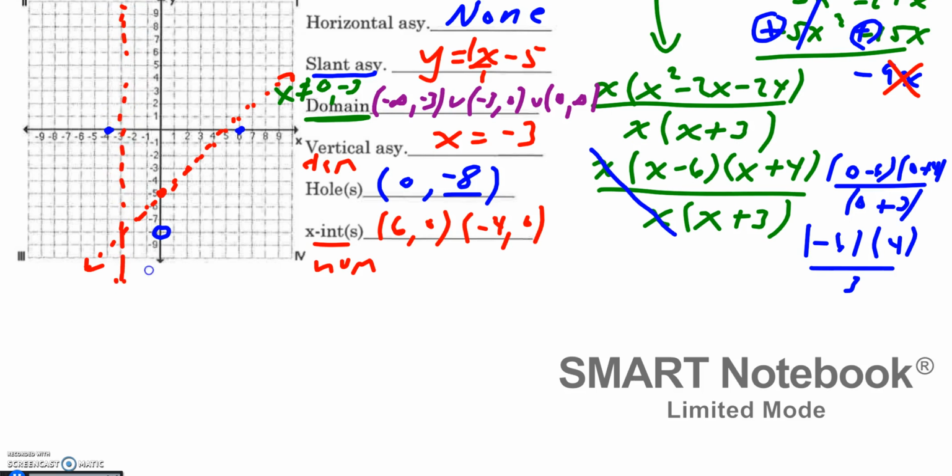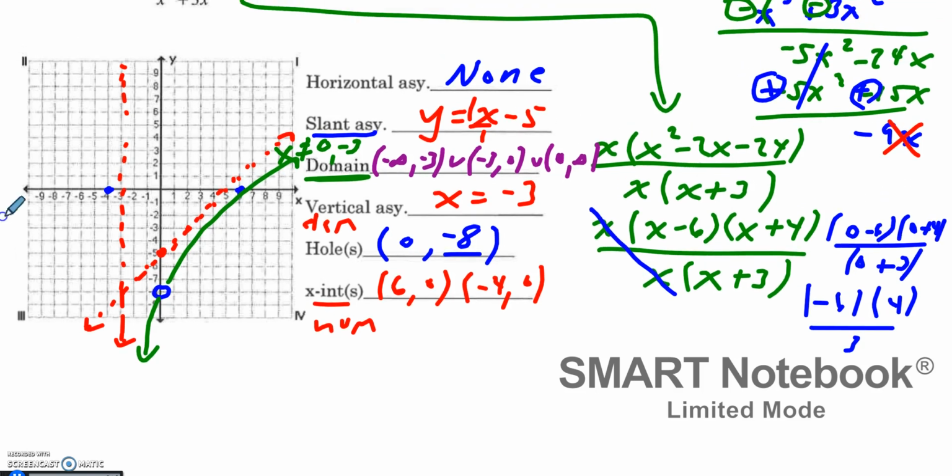So I know my graph has symmetry, and it looks like my graph is working out that way. So we would connect the dots that we have and go along our asymptotes. So my graph would look something like this on one side. On the other side, all I have is 1 point, but I know I'm going to remain close to the vertical asymptote and then turn towards the slant. So my picture is going to look something like that.